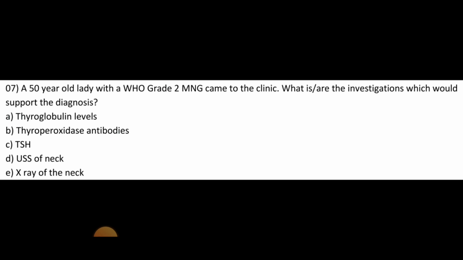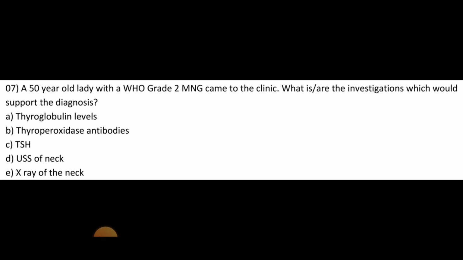And in the other answers it is mentioned thyroglobulin levels, which we do for thyroid cancer. In multinodular goiter, the risk of thyroid cancer is very low, but it is not zero. There are some possibilities there. So we cannot exclude thyroglobulin levels in these answers. So it is no harm doing thyroglobulin levels in these patients. So we can do thyroglobulin levels. So A is true.